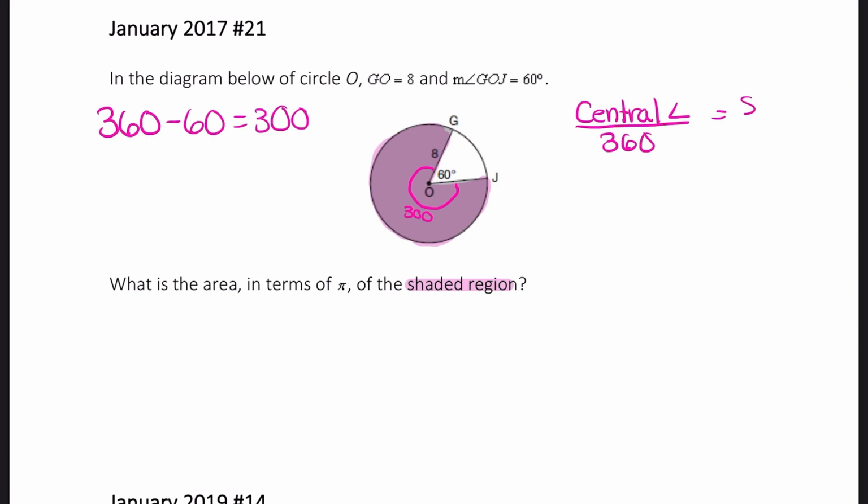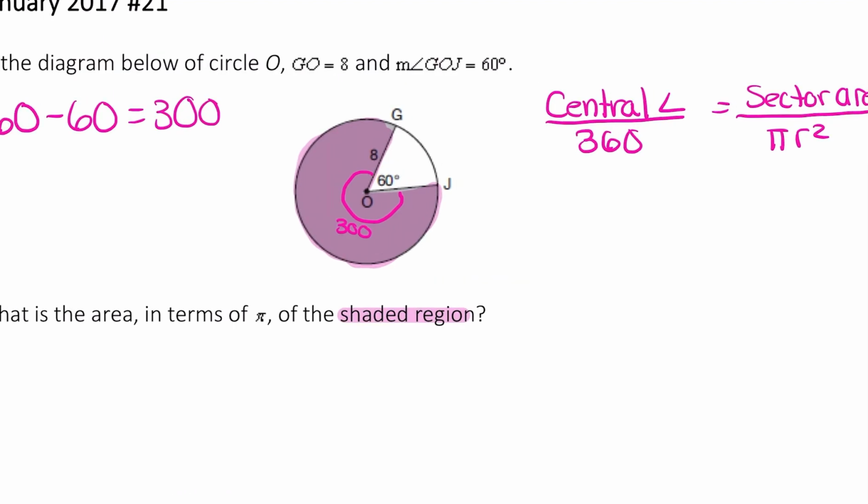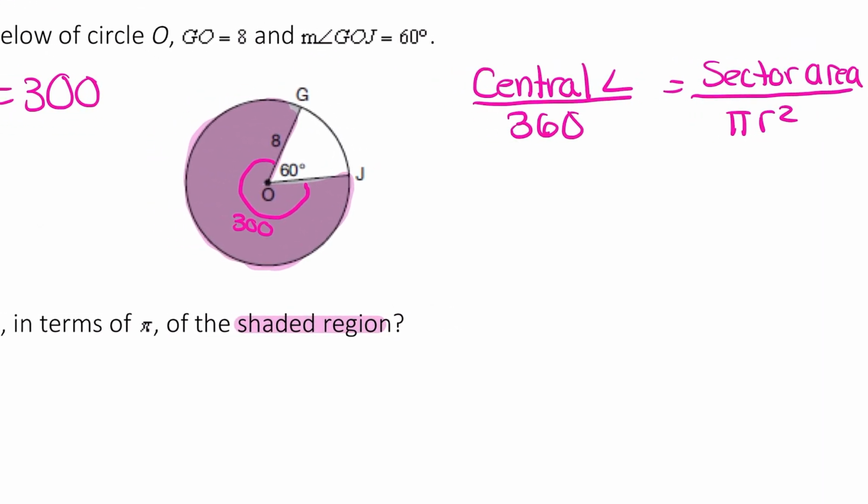They want me to find the sector area. And the full area of the circle is pi r squared. So I'm going to write that down here as well. So again, I'm going to start plugging in values, but I think it's really important to identify which two ratios you're using and how you're setting them equal. So now my central angle is 300, so it's 300 out of 360 equals the sector area is what I want out of pi. I know my radius is 8 squared.